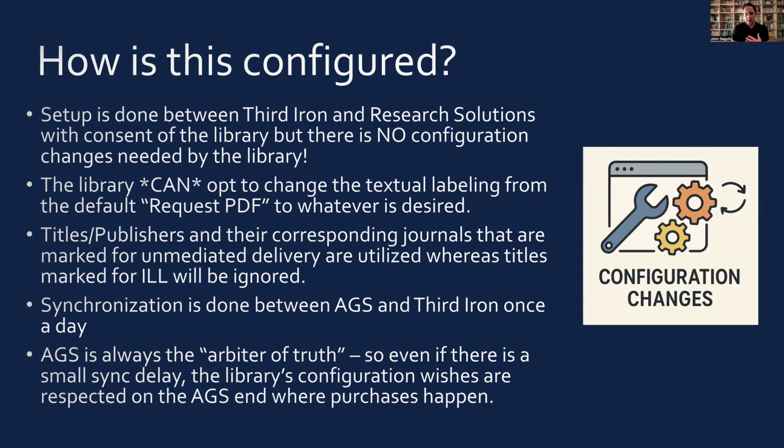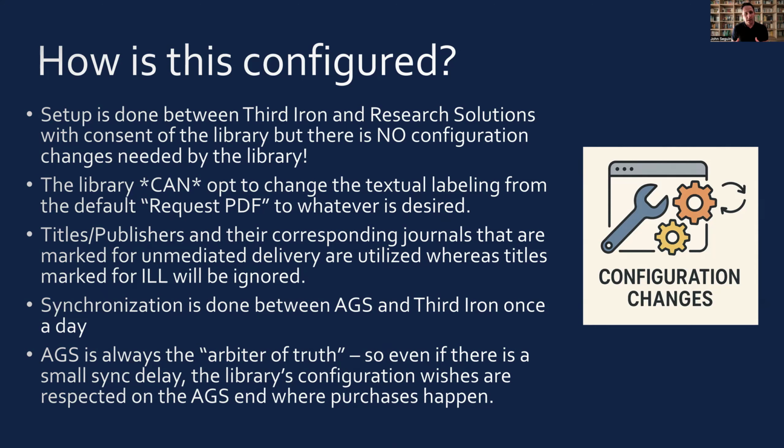Titles and publishers and their corresponding journals that are marked for unmediated delivery are utilized, whereas titles marked for ILL will be ignored. There's more sophistication in AGS than this feature will reveal. For example, you can set things up in AGS so that certain titles follow the CONTU rule of five, if you're in the United States, and you want ILL to review those and so on. If that's the case for those titles, this integration will simply ignore those. It's looking just at ones that you've set up for unmediated delivery, but you don't need to configure anything differently. We've automated all that behind the scenes.